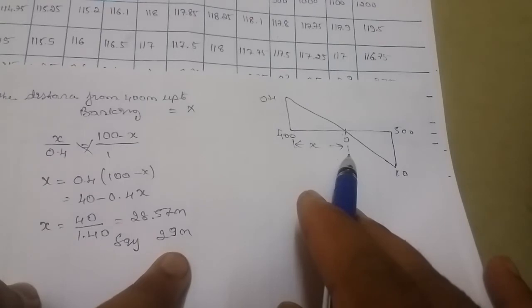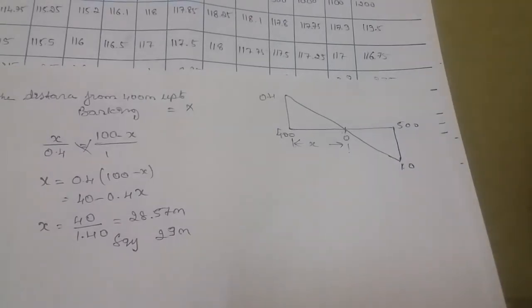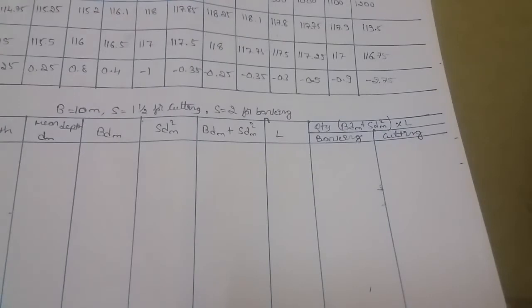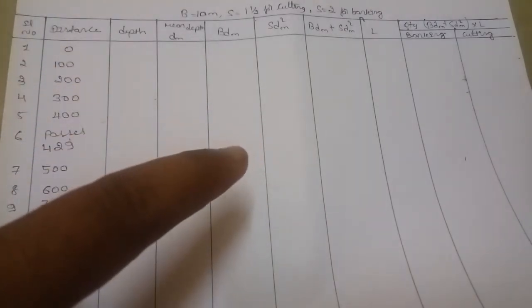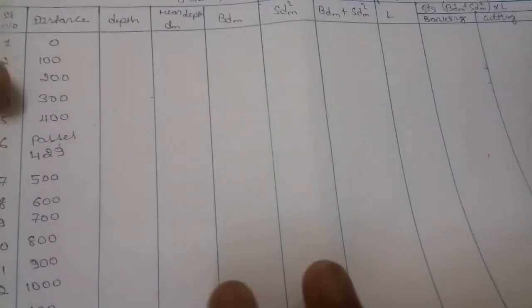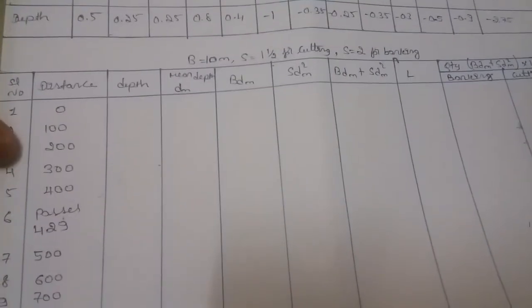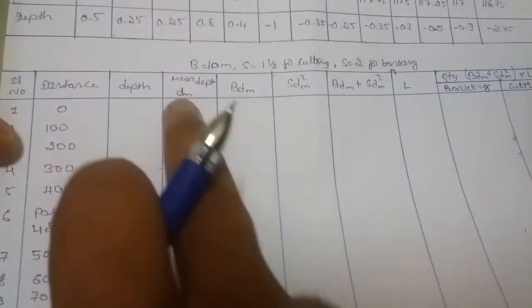The distance is 429. Now we'll go back to the tabular format. This is the same tabular column which we followed for the previous problems also. One column is serial number, one is distance, one is depth, one is mean depth, one is b into d, and another is sd square, then bd plus sd square, then length, then banking. If it is banking, then we go to the banking column. If it is cutting, then we go to the cutting part. Okay, so now what is the depth you got? You can see in the previous table, whatever depth you got, we will fill out here.